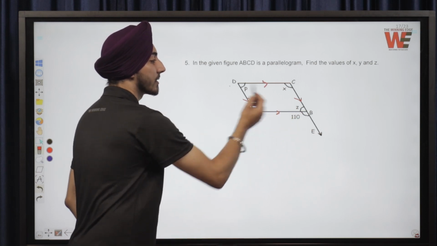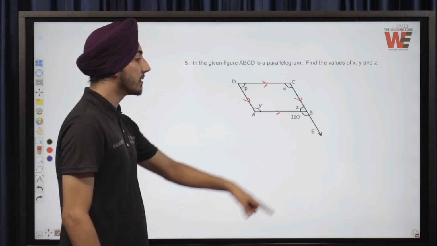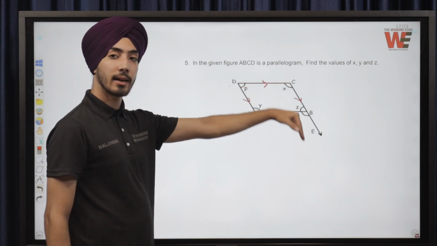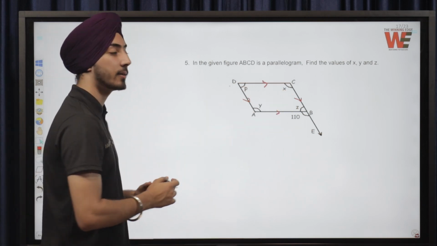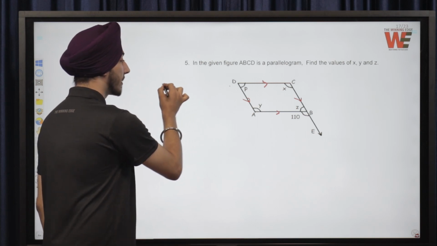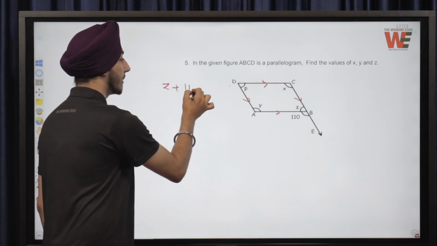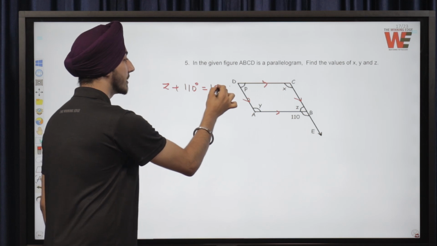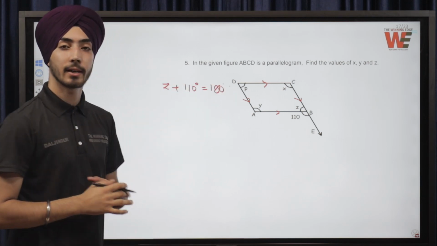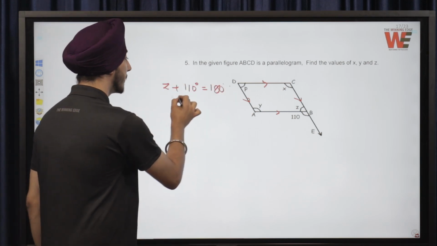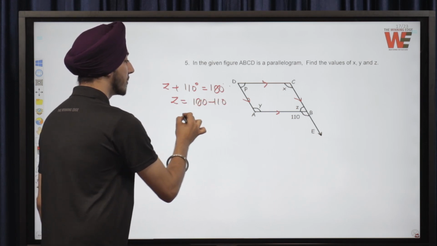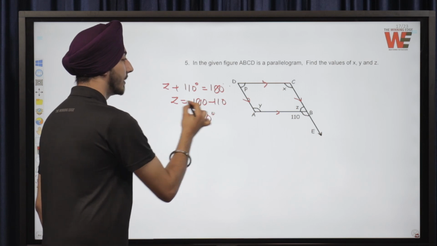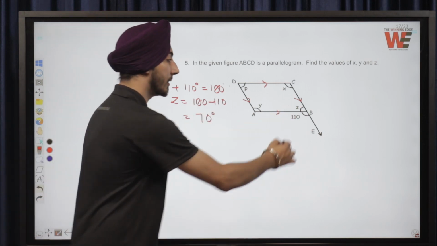So if this angle is 110 degree, right? The angle Z is on a straight line with this. So angle Z and 110 form a linear pair. So what does this mean? We'll write Z plus 110 will give us 180 degree, as in a linear pair the sum of angles is 180 degree. So what will be the value of Z? Z will be 180 minus 110, which will give you 70 degree. So the value of Z is 70 degree.